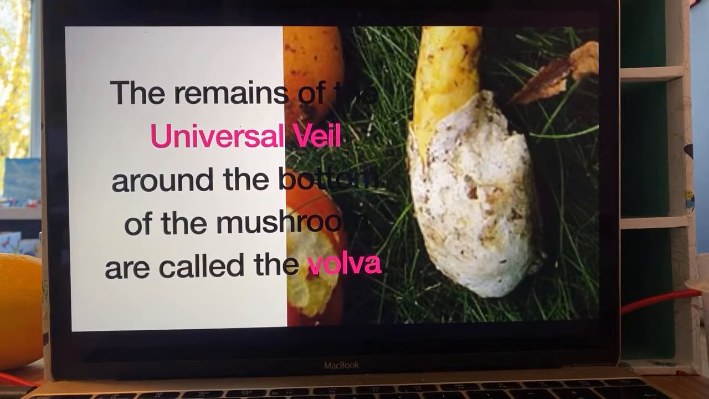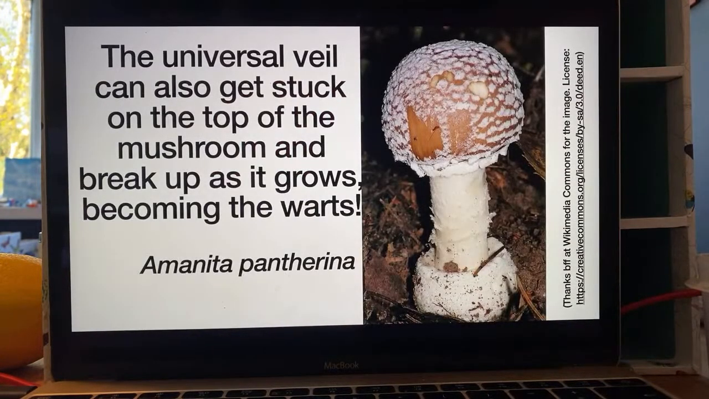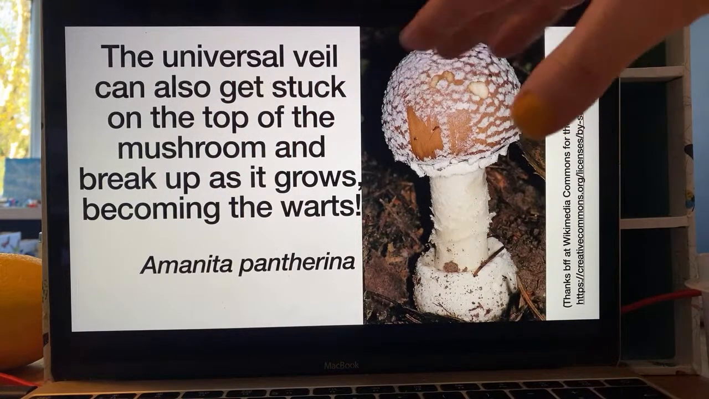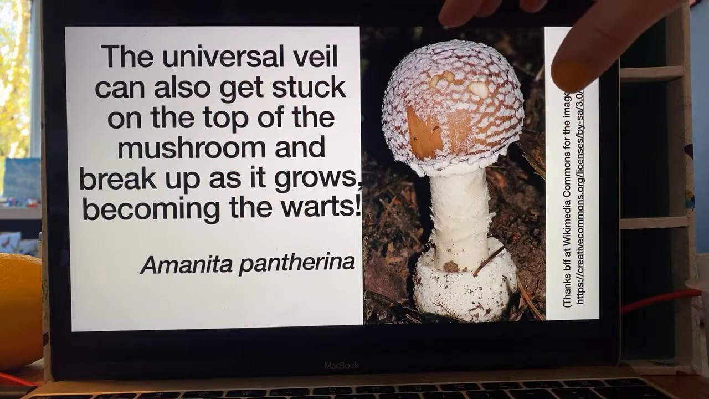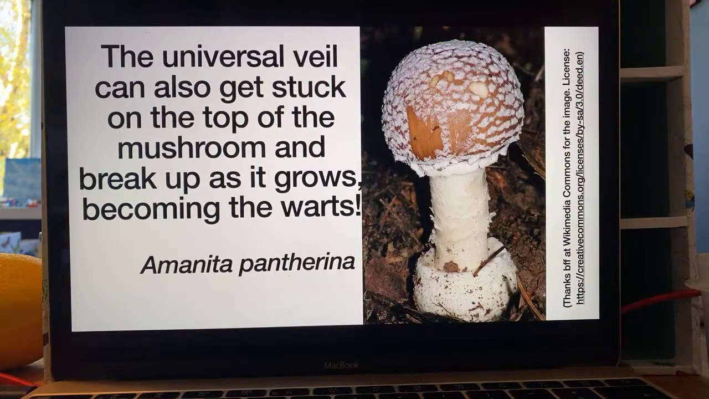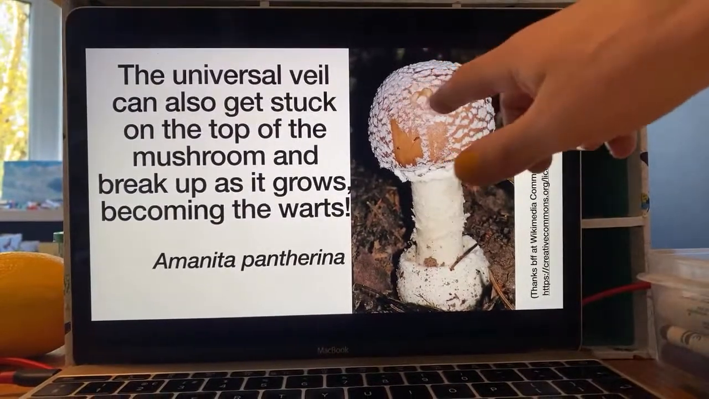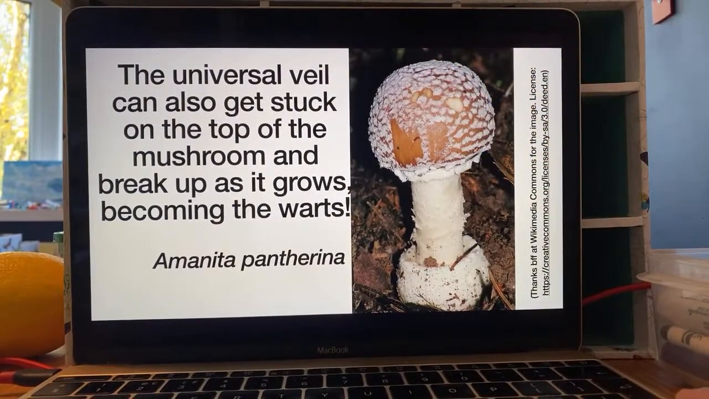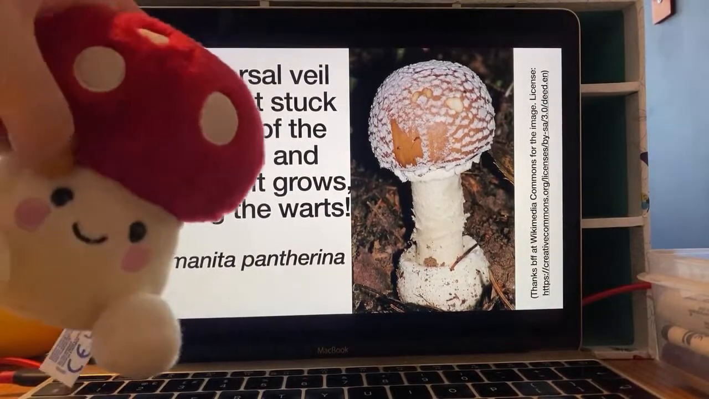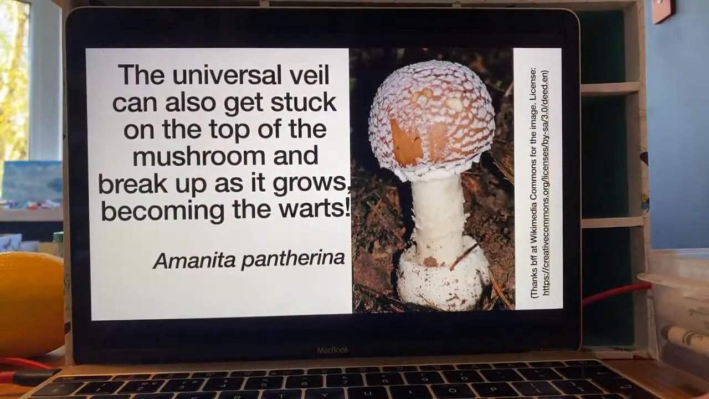There's another thing that could happen. We did a brilliant activity. If you're new, you've got to watch the previous lessons. We saw how we used a balloon and tissue paper to see how the universal veil can end up getting stuck to the top of the mushroom. So as the mushroom grows, the universal veil breaks apart and you get these little warts. So here's Amanita pantherina demonstrating how that happens, and the fly agaric, which we won't talk about today because it's too obvious really, but the little white spots on top of the fly agaric. Do you remember? Those are its warts from the universal veil.